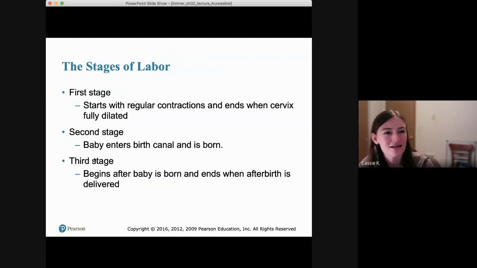So there's 3 stages of labor. First stage starts with regular contractions and ends when the cervix is fully dilated. Second stage is when the baby enters the birth canal through when it's born. And the third stage starts after the baby's born and it ends when the placenta is delivered.